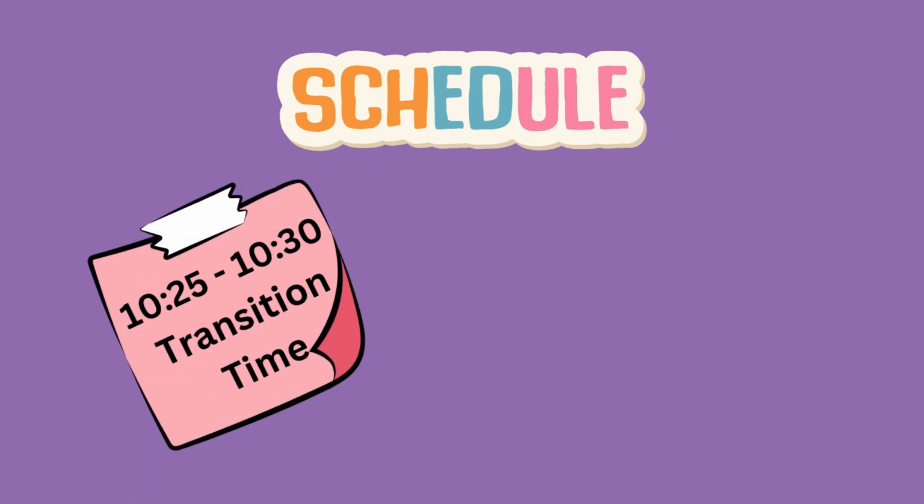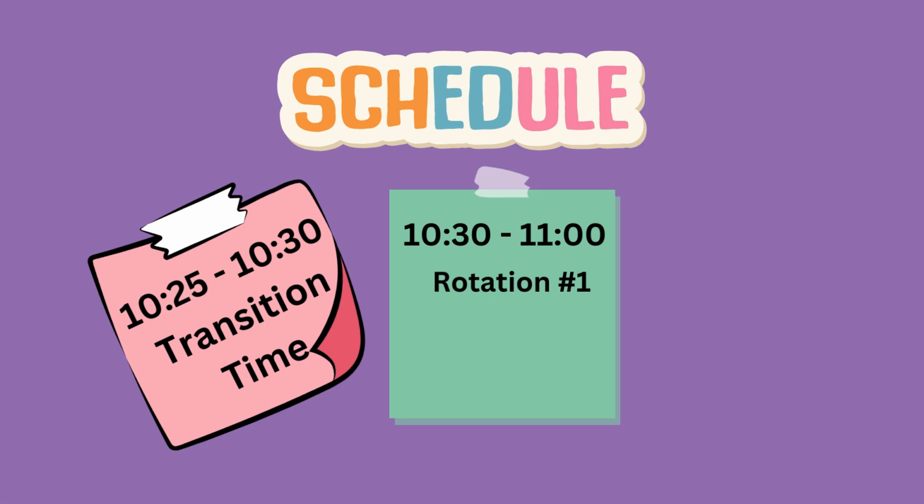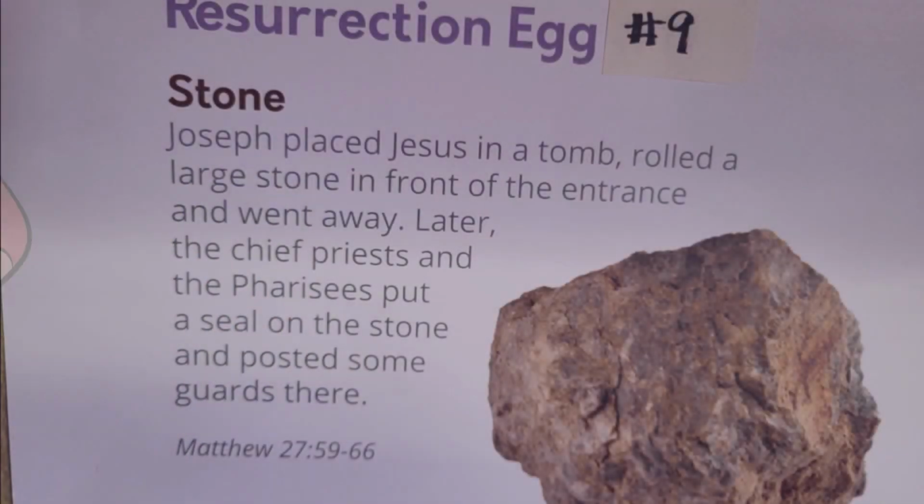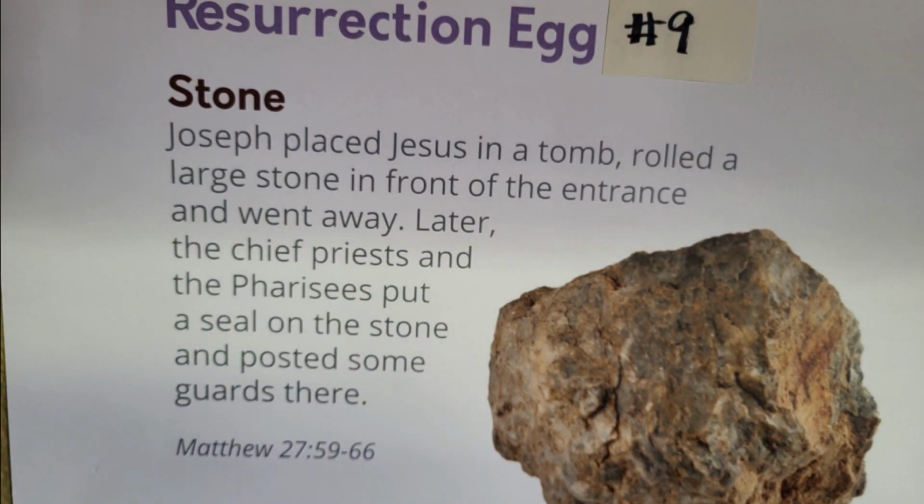We just had a transition time, so now we are in rotation number 1. There will be 3 groups in this rotation: Bible time with the children's minister and helper, craft time, and game time. The craft area is an ideal place to have another Resurrection Egg card posted. Remember to read it with the children and help them fill out their papers.